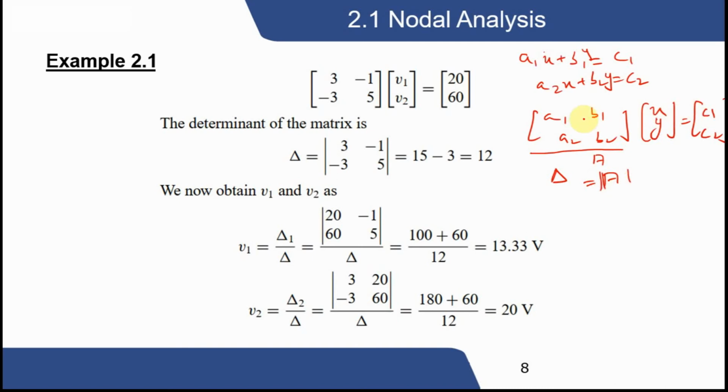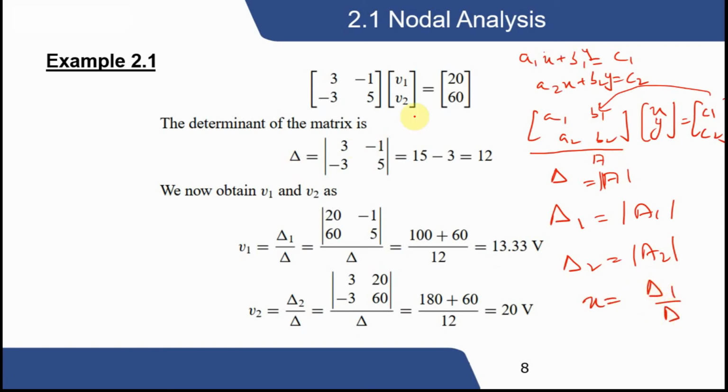Then Cramer's rule says that we replace the first column with the right hand side constants. So this new matrix becomes A1, and the determinant of A1 is delta 1. Similarly, when we replace column 2, we have A2, and delta 2 is the determinant of A2. To find the value of x, it should be delta 1 divided by delta.